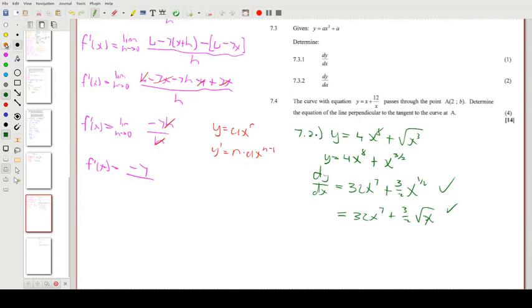So 7.3, let's see what that gives us. We're given this equation, so let's write that down first. y equals ax squared plus a. And then question 7.3.1, we're asked to determine dy/dx. So dy over dx, or differentiating y with respect to x.